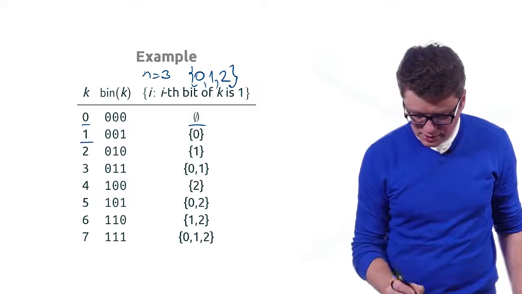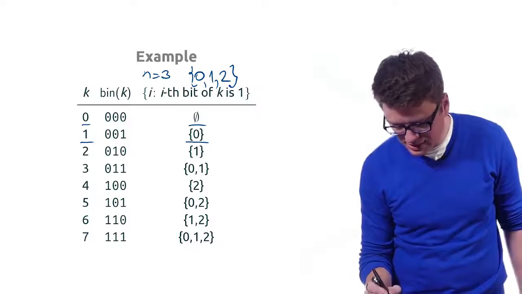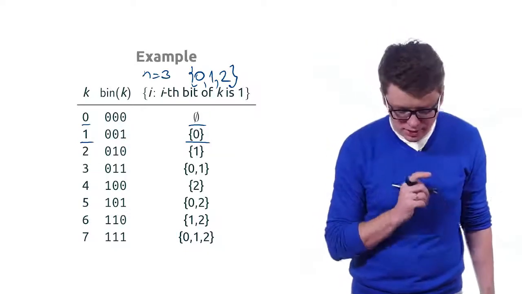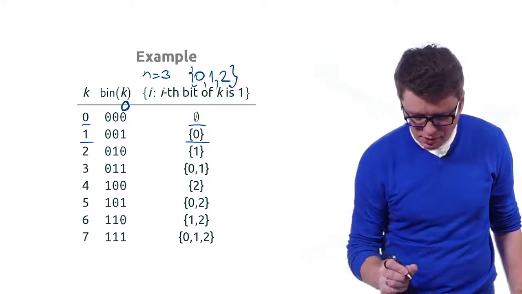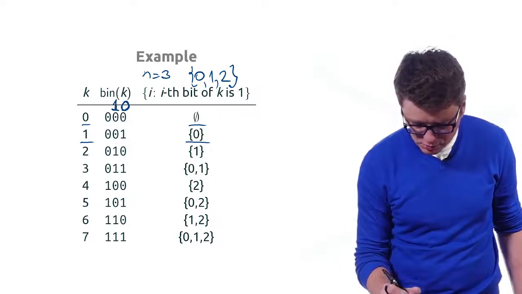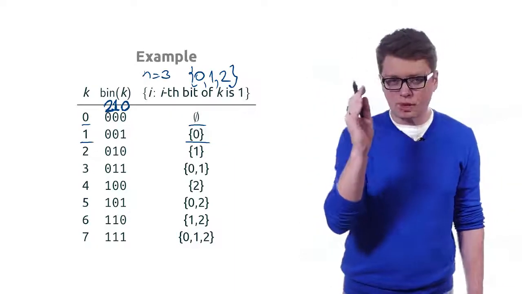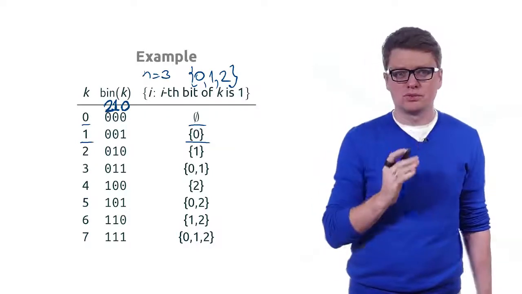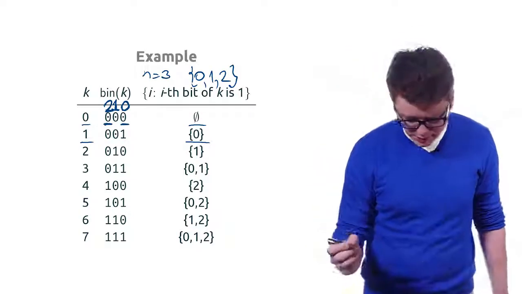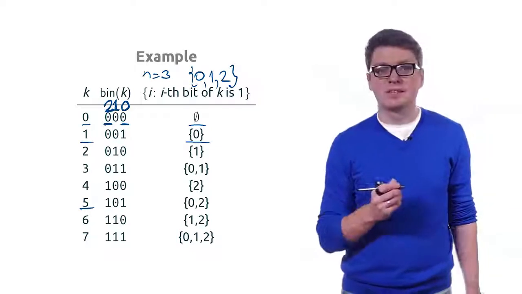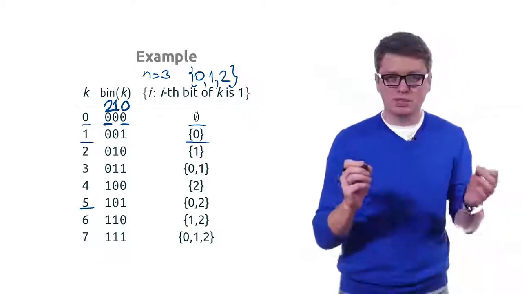Then if we consider 1, in binary it is 0, 0, 1, right? And this corresponds to the set consisting of a single element 0. Once again, recall that when we write down these bits, this bit corresponds to the position 0, this bit corresponds to the position 1, and this bit corresponds to position 2. So we number bit positions from right to left. So this is the least significant bit, this is the most significant bit. Then if we consider, for example, the value 5, when k is equal to 5, in binary it is represented as 1, 0, 1 because it is just 1 plus 4, right?